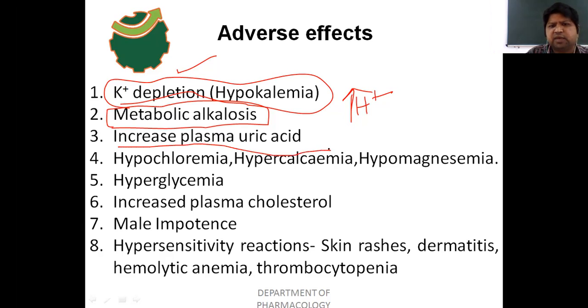And increased plasma uric acid because of competition between uric acid and thiazides to bind with the same organic acid transporter for its further excretion. Uric acid will fail to bind. Thiazides will have high affinity for the transporter. Thereby, uric acid will be reabsorbed, and that will result in increased plasma uric acid. And hypochloremia, decreased chloride levels, which is associated with cardiovascular problems and gastrointestinal disturbances. Hypercalcemia, I think I mentioned, because of decreased availability of sodium.